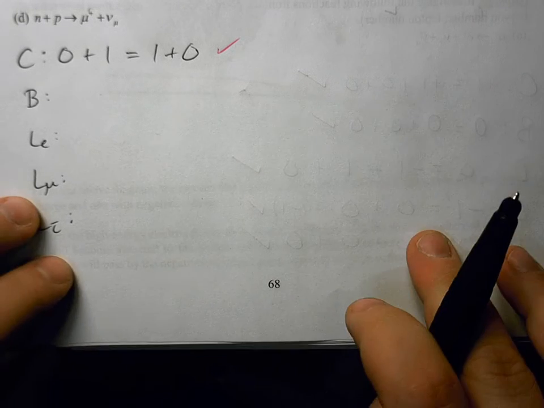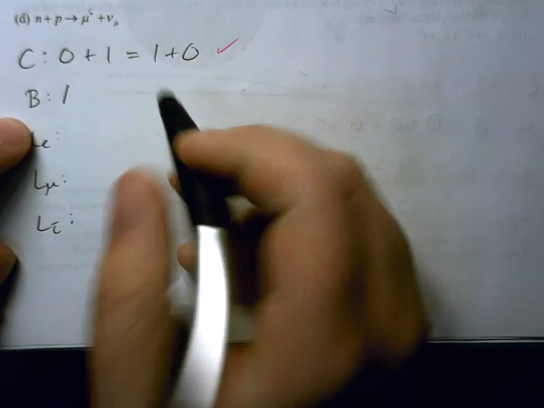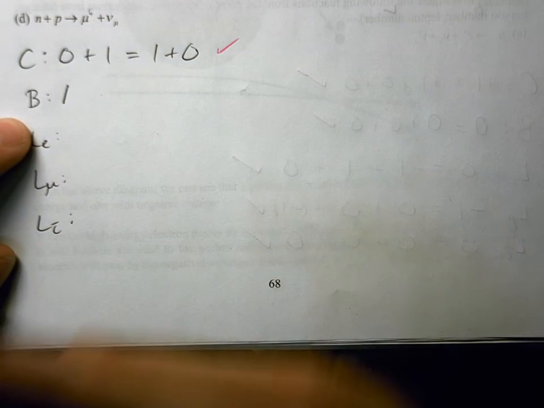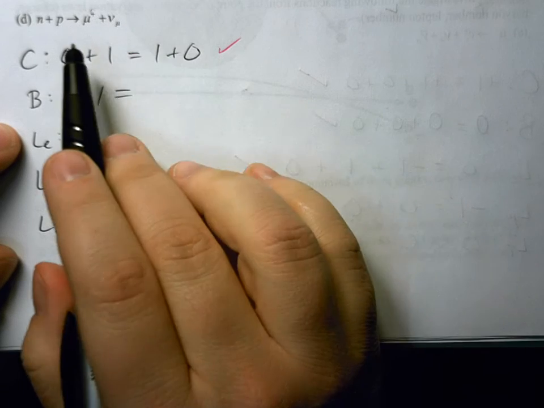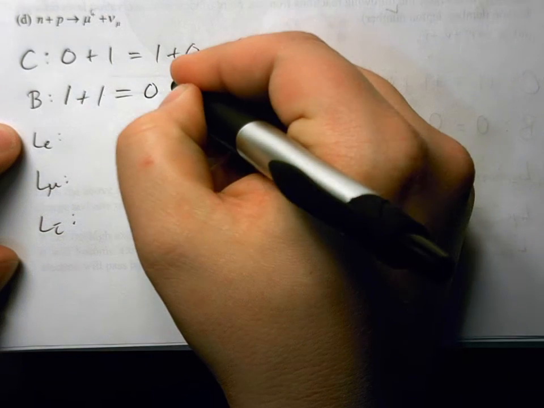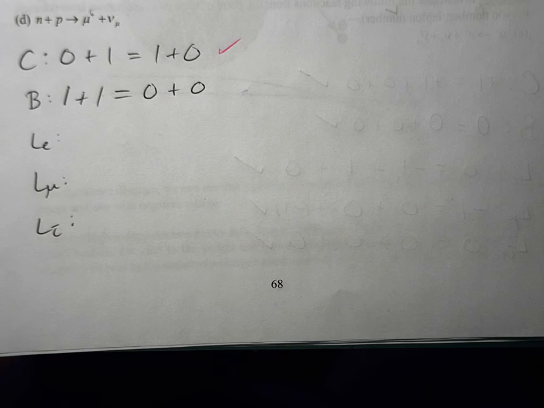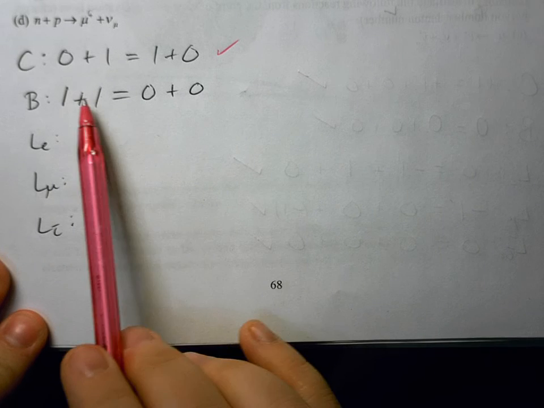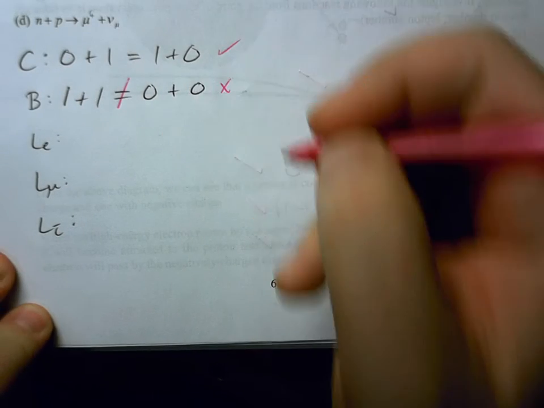In terms of the baryon number, the neutron is a baryon. It will have a baryon number of 1. The proton is also a baryon. We'll give it a baryon number of 1. The antimuon and the muon neutrino are both leptons, so they are both going to have baryon numbers of 0. Well, we already broke the rules here because we have 2 on the left, 0 on the right. Baryon number is not going to be conserved.